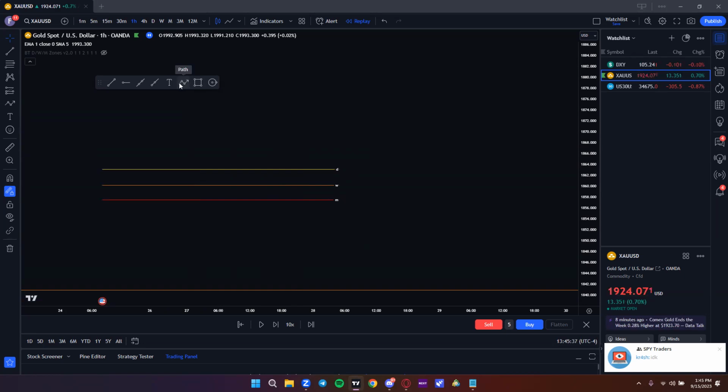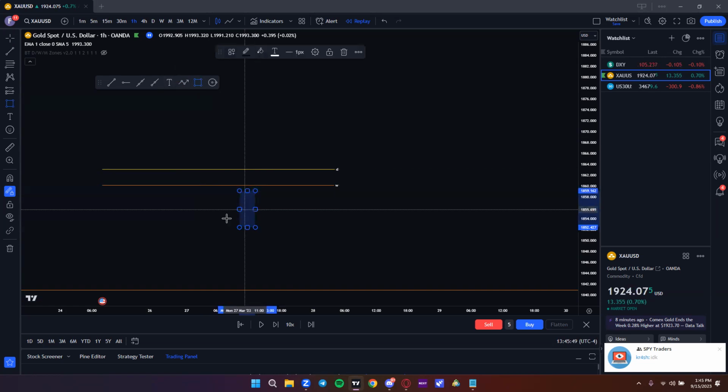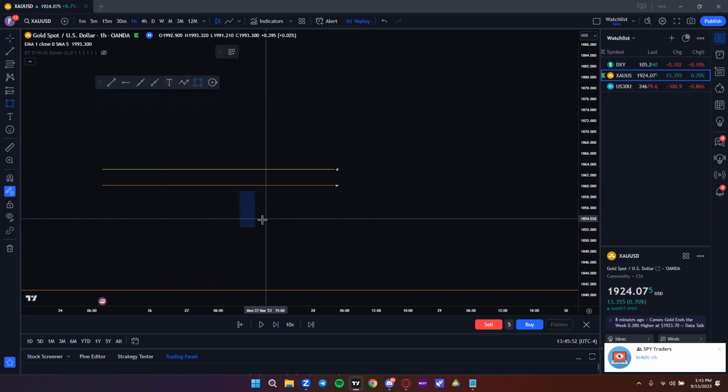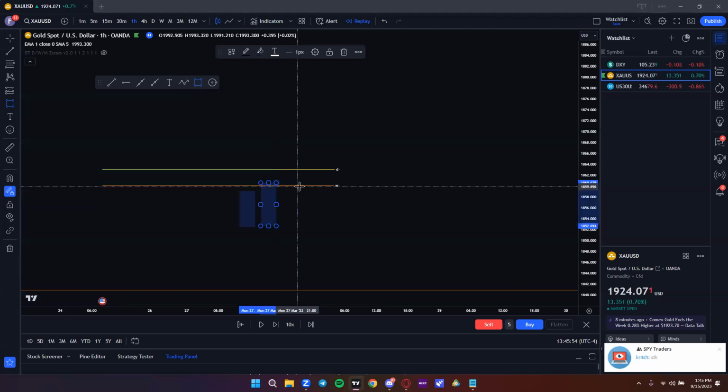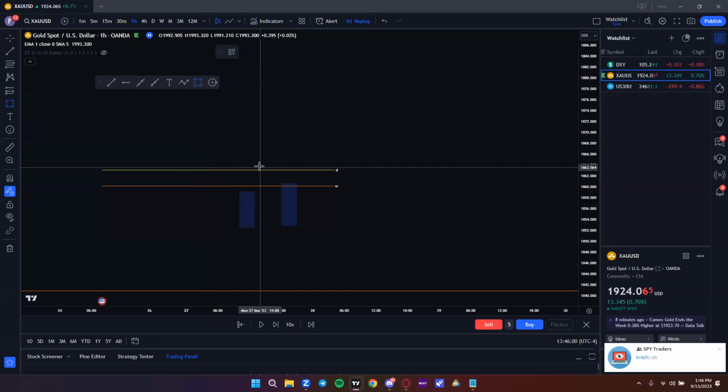Pretty much what you want to do is, I'm going to take out monthly for now and just look at this. You want to see price come to these levels. So this is scenario one, this is scenario two.